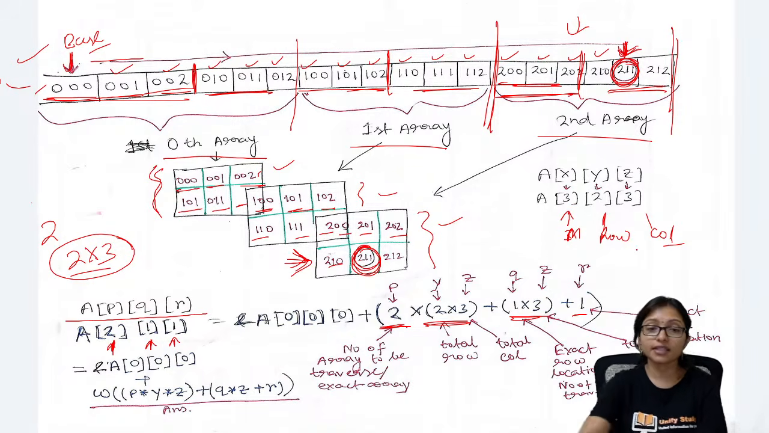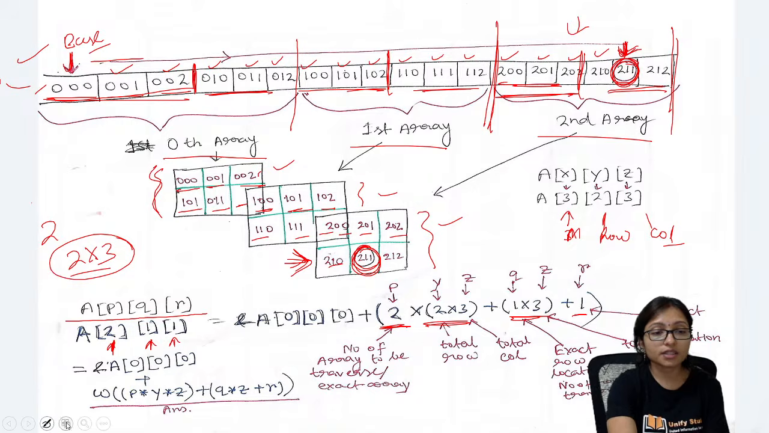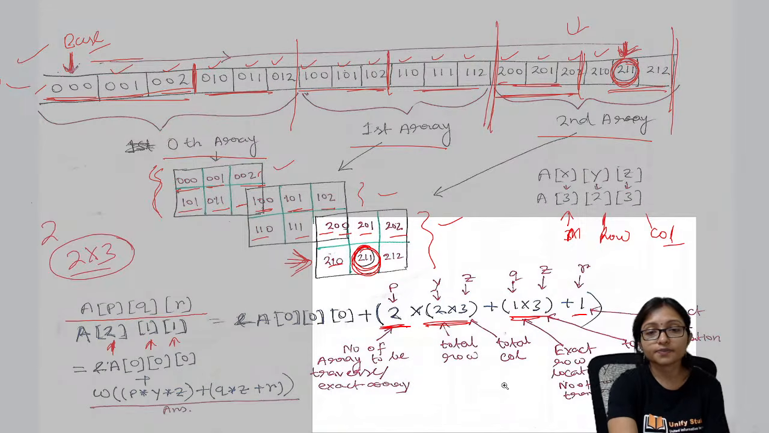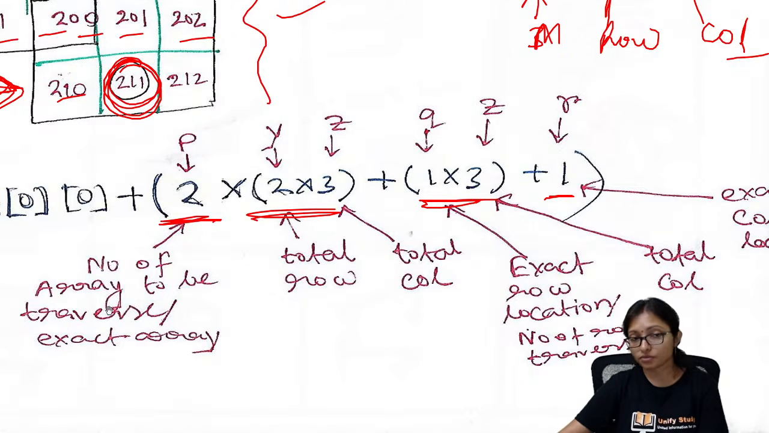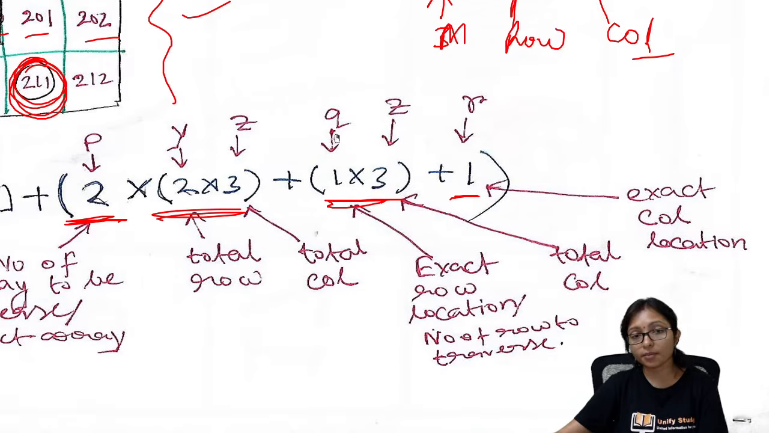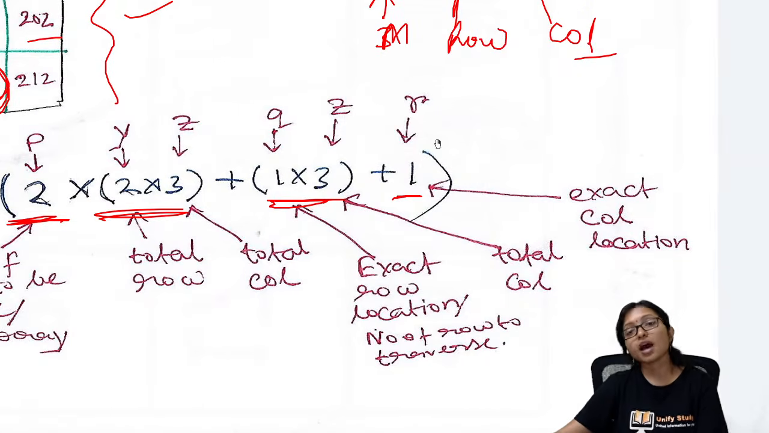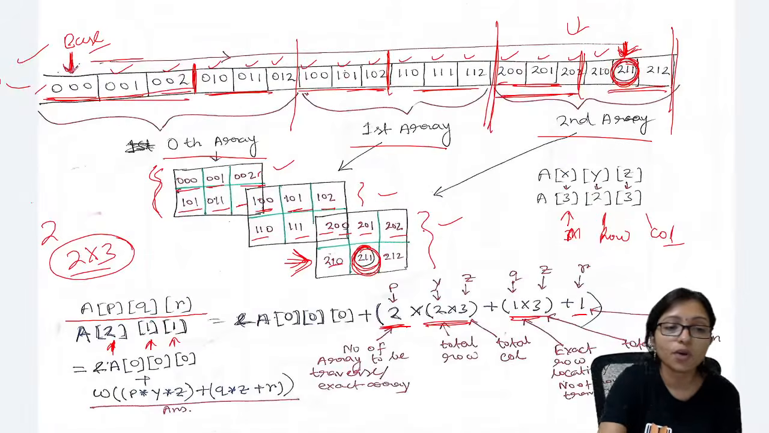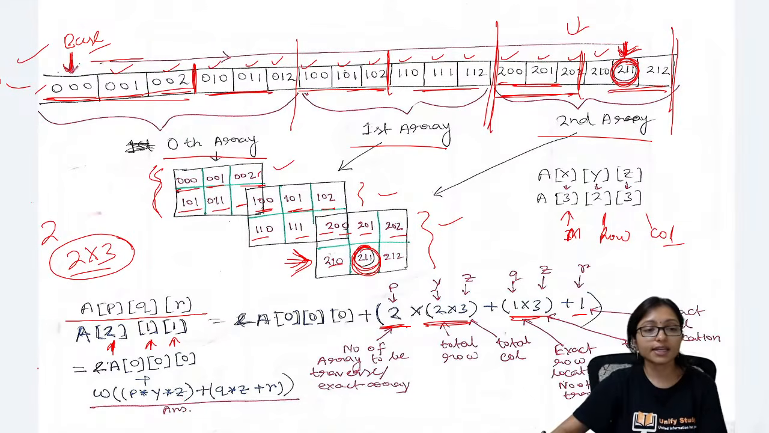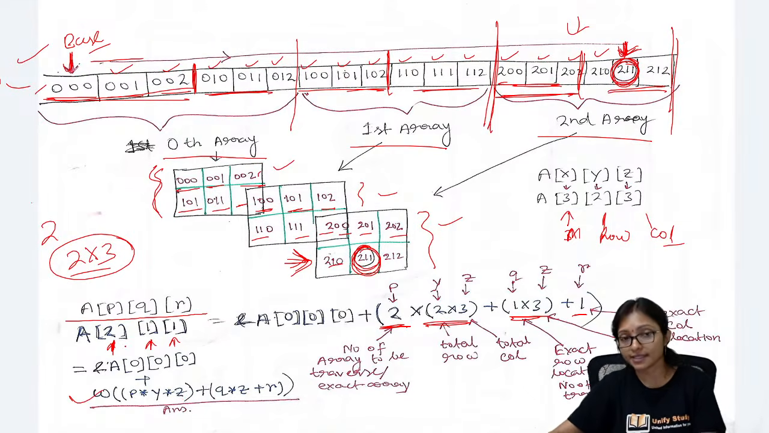And how am I getting this answer? Check it very carefully. P is the number of arrays, meaning matrices you need to traverse. Y is the total number of rows. Z is the total number of columns. Q is the row location. Z is the total columns again. R is the exact column location. In that way, finally you are getting your answer, that is W. W means the size. W is what? The size of each and every element.